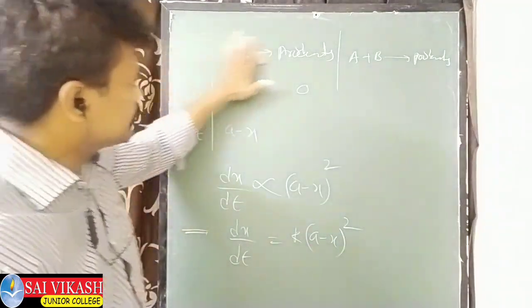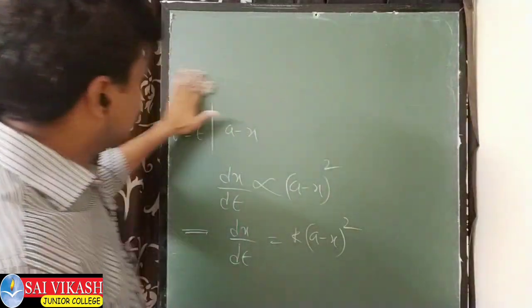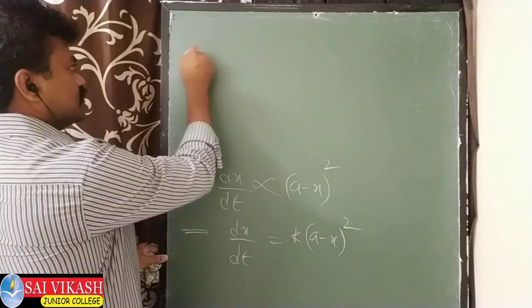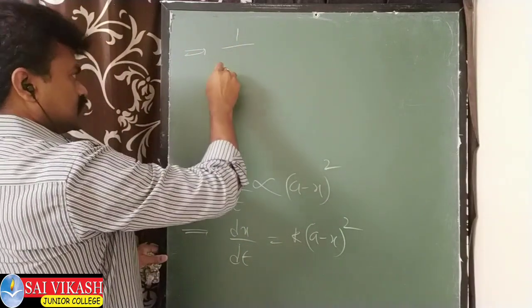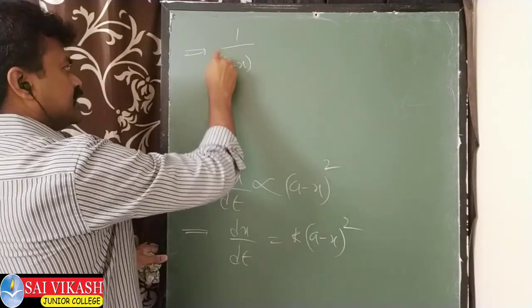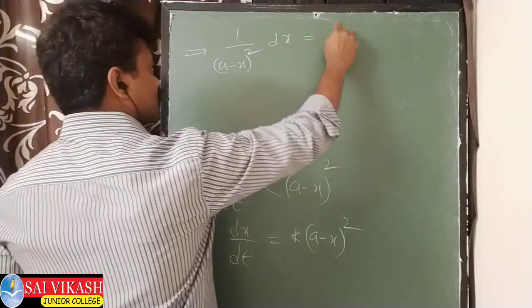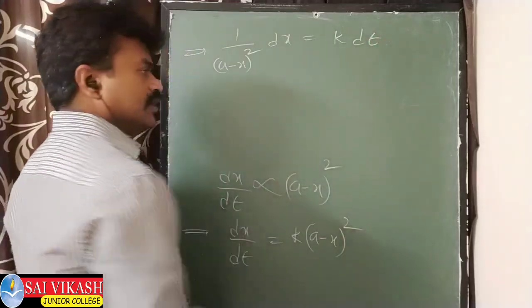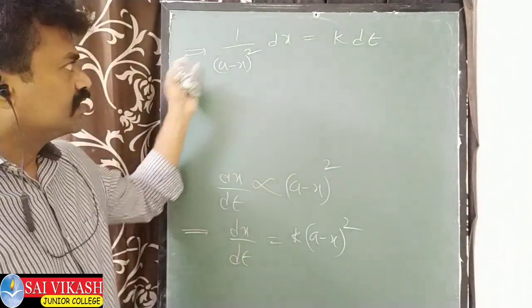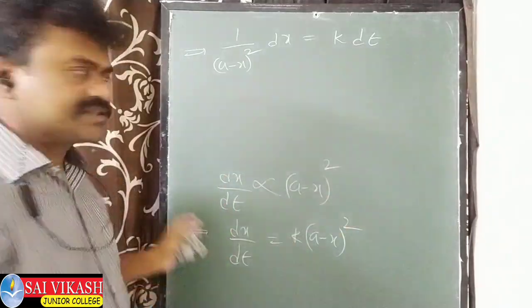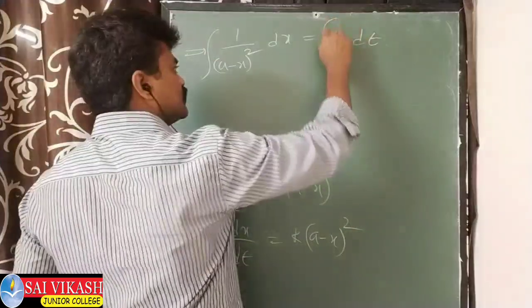So all x terms should be written on one side and all constants on the other side. From this, what will we get? 1 by (a minus x) whole square into dx is equal to k into dt. Now what we are going to do is integrate on both sides.